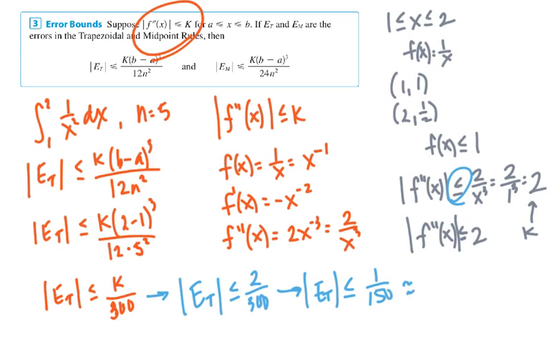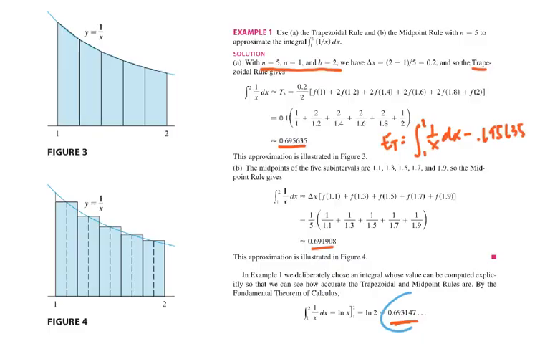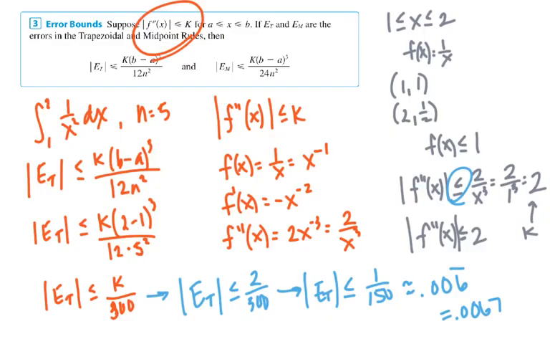That's approximately 0.006 repeating, or 0.067, whatever you want to call it. Now that's smaller. We know that this is the real integral, and this is the trapezoid value. So the error there is 0.002488, which is smaller than what we have. But we've approximated the error, and that's a necessary value.